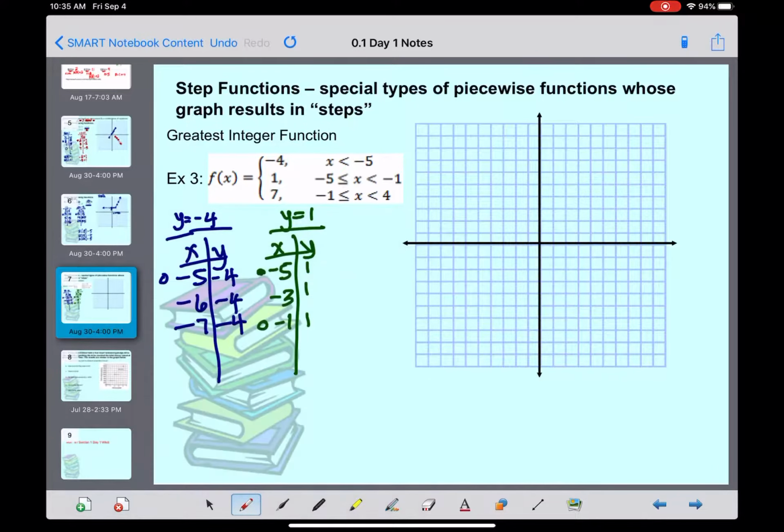And then for my last line, it'd be y equals 7. So I'm going to start at -1, and I'm going to end at 4, and I need to pick a value in between, so I'm going to pick 2. At -1, I have an equal to sign, so that's going to be a closed circle. And at 4, I have no equal to line, so it's going to be an open circle. And all of those values are going to be at 7. Okay, so I'm going to go ahead and graph this.